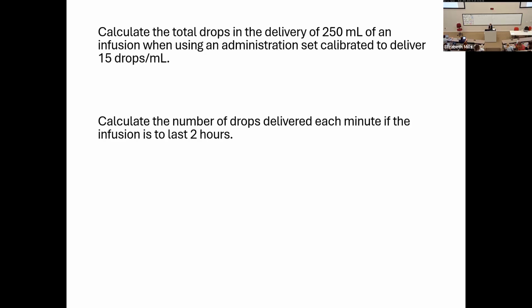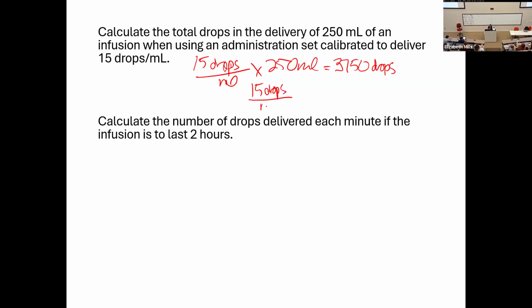Okay, so for the first one, we know that we have 15 drops for every milliliter, and we're going to deliver 250 milliliters. So you could say 15 drops per milliliter times 250 milliliters. And what did you get? You get 3,750 drops. The other way you could have done it is to set it up with ratio and proportion: 15 drops to 1 milliliter is equal to X drops in 250 milliliters. And it would give you the same answer.